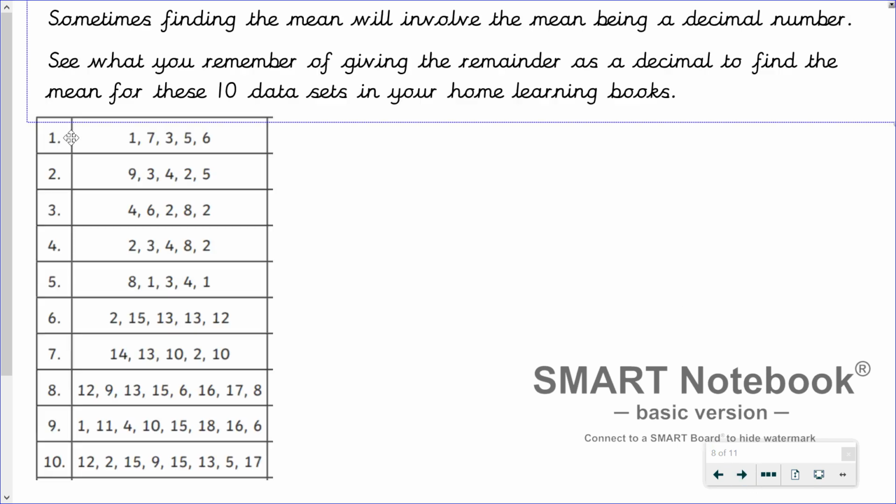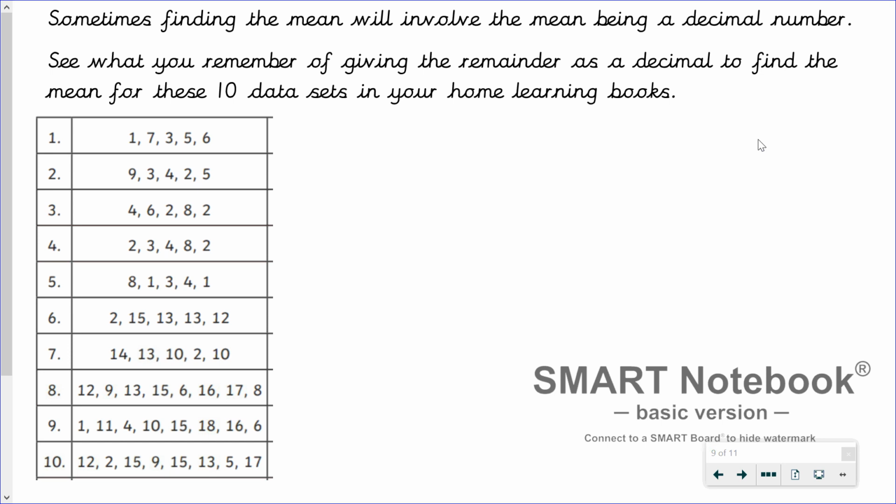Cool. Right. So sometimes finding the mean is going to involve the mean being a decimal number. It won't always be a whole number. So I want you to see what you remember of giving the remainder as a decimal. So when you're dividing, in mean, dividing by the number of bits of data, if you get to a remainder, for these questions, do not write a remainder. Please do put a decimal point on the top and the bottom, 0 underneath the bus stop, and you know the method to follow. Okay, can you find any decimal remainders as decimals, please?